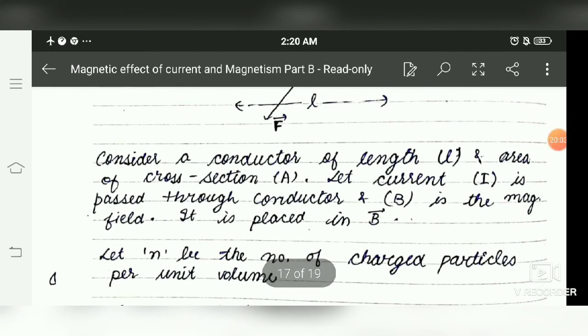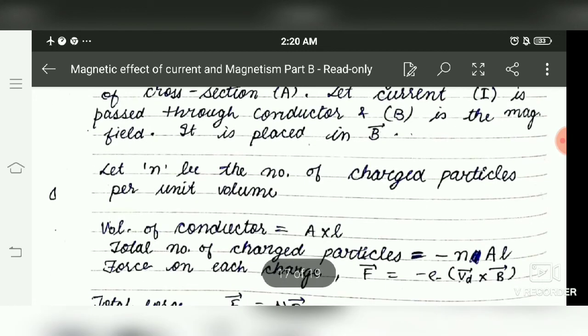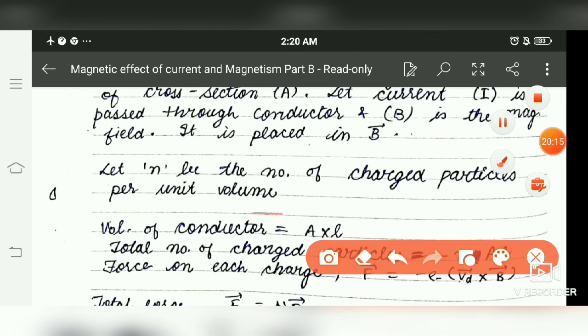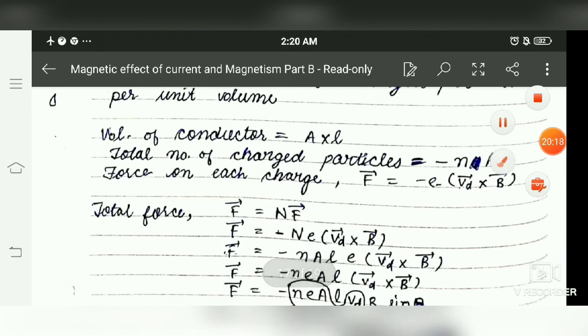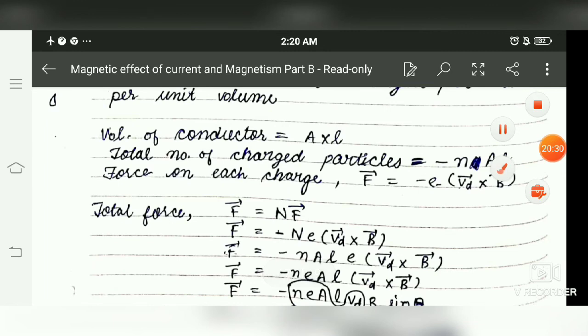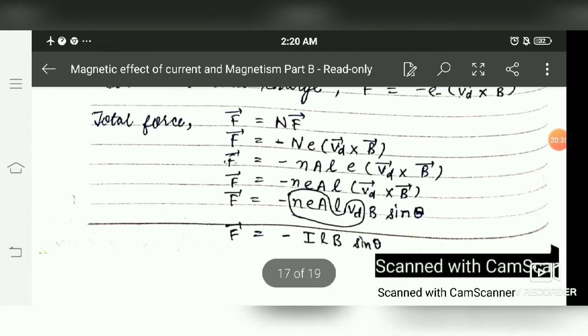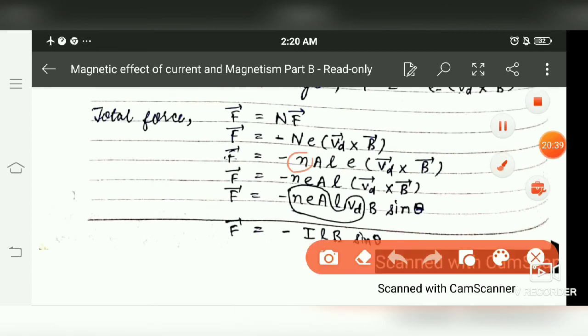Now consider a conductor of length L and cross-section area A. If current I is passed through the conductor and B is the magnetic field, then the charged particles per unit volume will get some drift velocity, and they attain a force, and that force is equal to minus e Vd into B, because this time the charge is on the electron. Now total force is equal to total number of electrons into force on each particle. The total number of particles is the number density into volume, into charge into this term. So by solving this we get n e A Vd, which is equal to current.